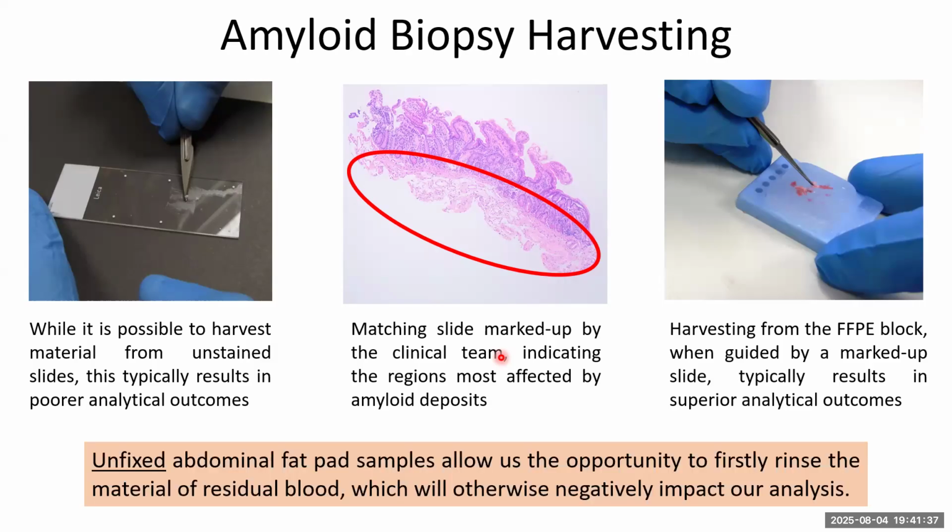And again, if we do receive an abdominal fat pad in the fresh state, we can actually wash away some of the blood. If it's already been put into the FFPE block, we don't have that opportunity to avoid the negative impacts of albumin and hemoglobin contaminating the picture.